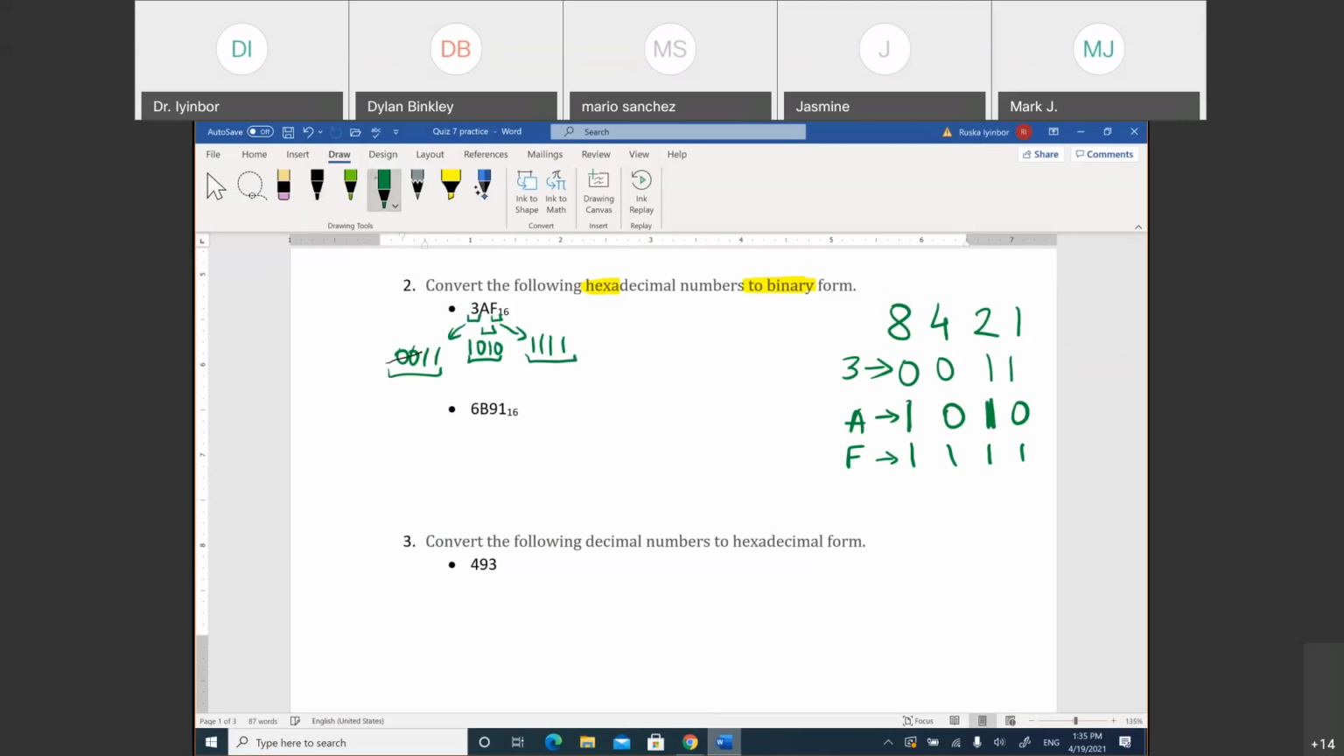So my final answer is going to be 1, 1, and then you have 1, 0, 1, 0, and then 1, 1, 1, 1. Make sure you put that little base 2, because it's important when you have a number, not decimal, you have to have that little 16 here and 2 in the bottom. Okay, so that's how you do this. Any questions, let me know.